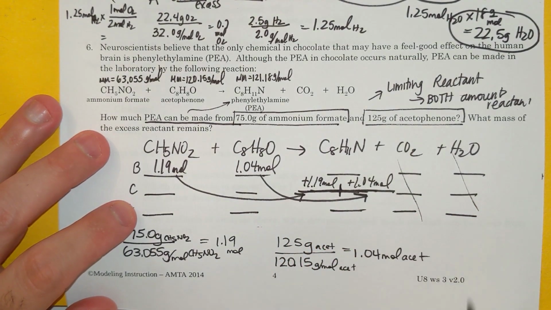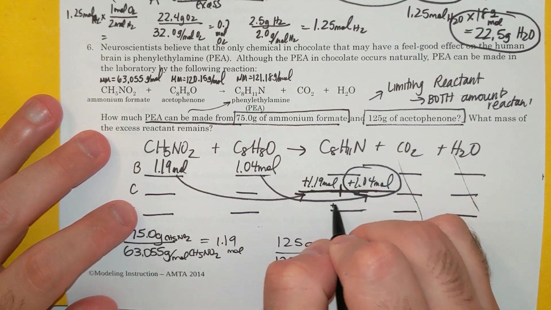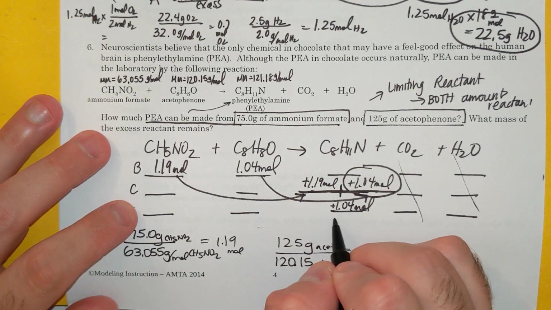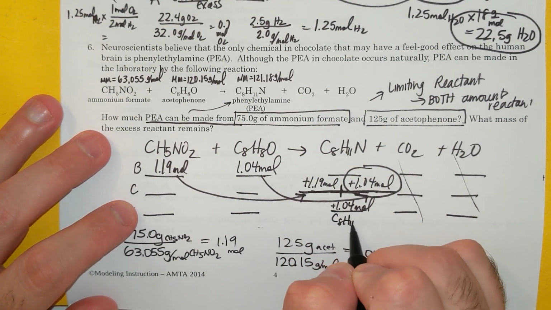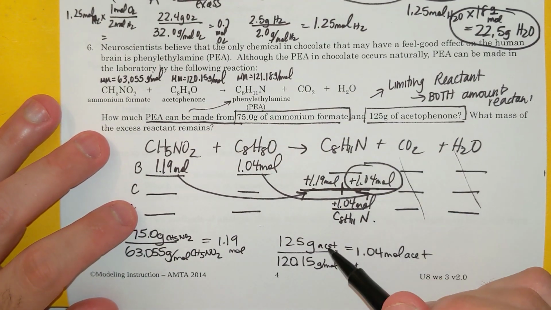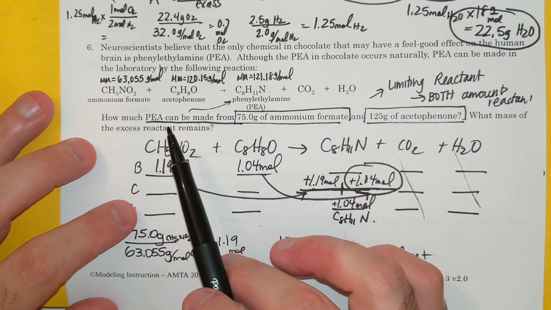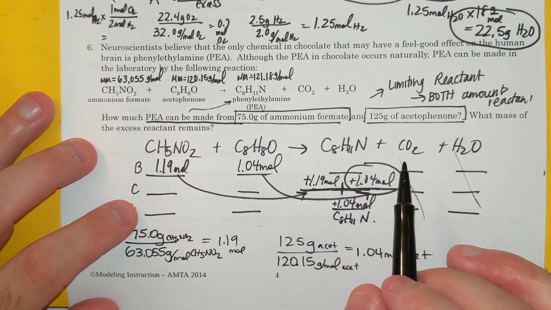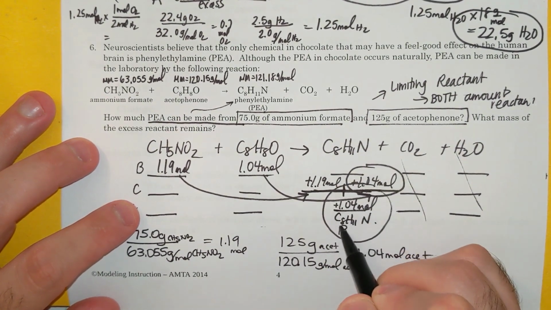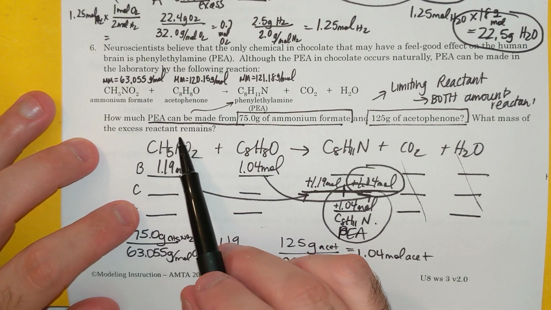And then my procedure is choose the lowest moles of product made. 1.04 moles of C8H11N. Okay? This is my theoretical yield, and this is how much I should get. The question's asking how much PEA can be made. It wasn't specific, so I could just say this is how much is made, 1.04. Then it says what mass of the excess reactant remains.